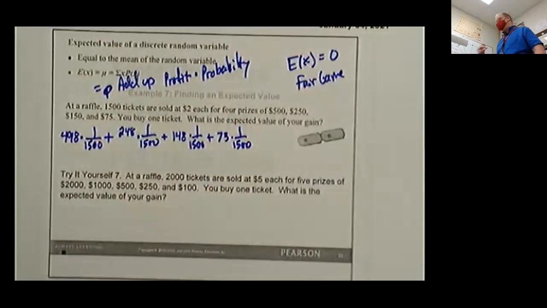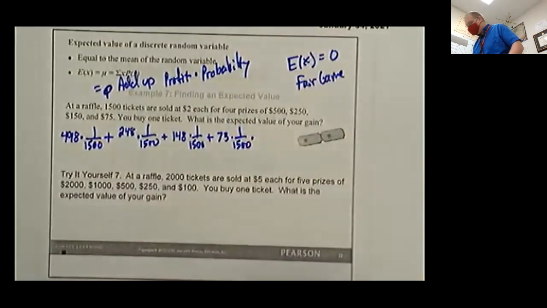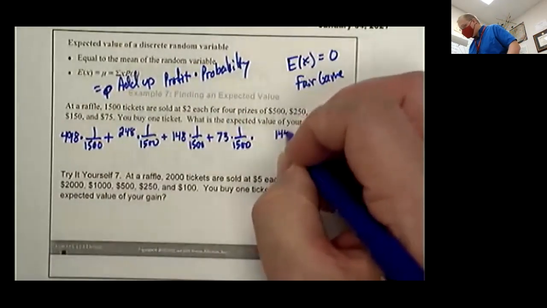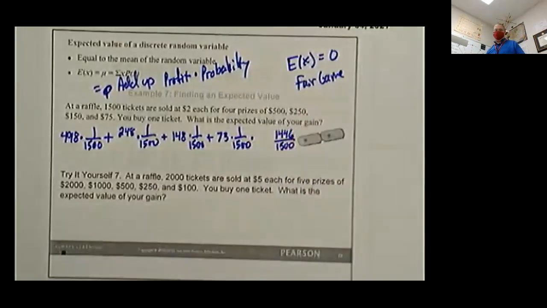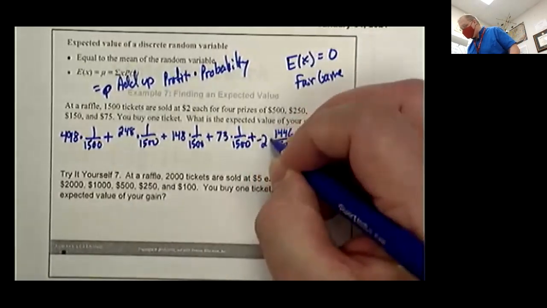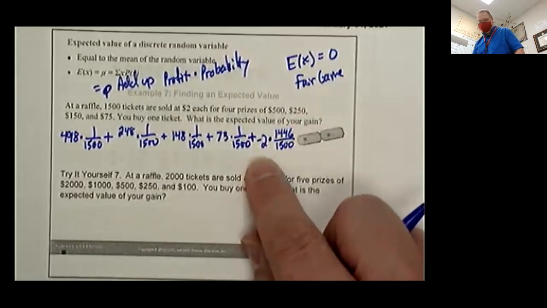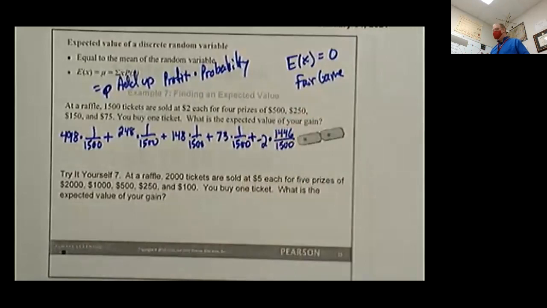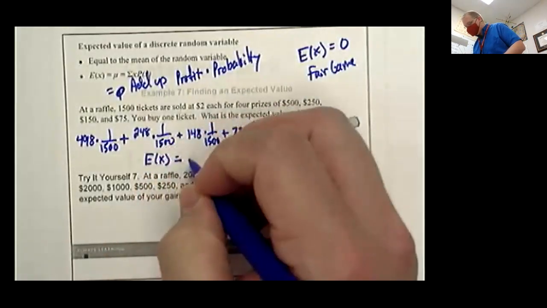What's left? Well, there's a bunch of people that didn't win. If 4 people won, that means there were 1,496 people that didn't win out of 1,500. And what they win, well, they didn't win anything. They lost $2. So it's going to be -2 if you didn't win, because that's your profit. You lost $2 times the probability that you didn't win. We're going to do all of that on our calculator, being very careful. And that value is our expected value. So E of X is our expected value.